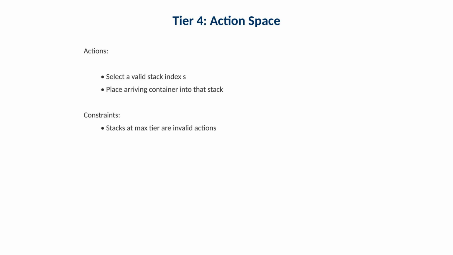In the simplest form, the action is selecting a stack and a tier for the arriving container, subject to feasibility. In practice, action validity matters. The agent should not waste learning capacity exploring impossible placements, so infeasible actions should be filtered or penalized consistently.